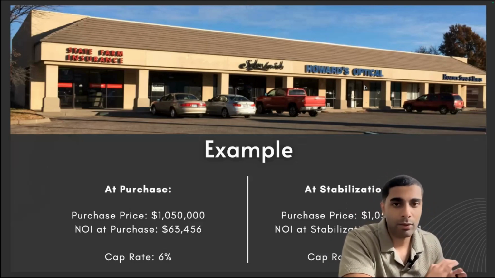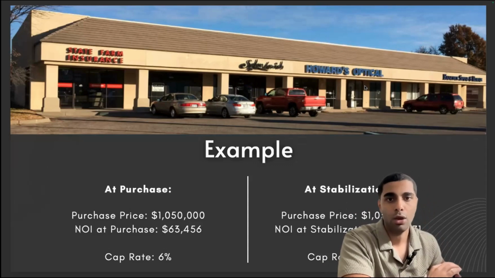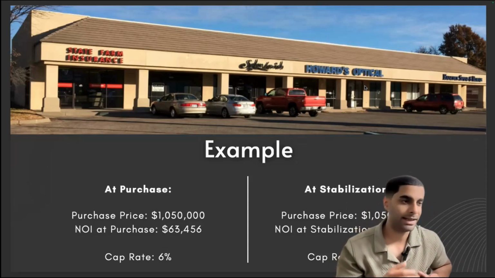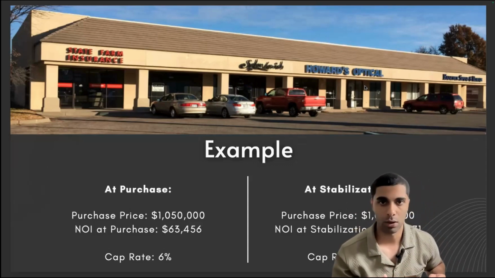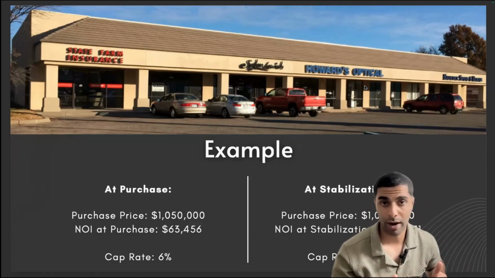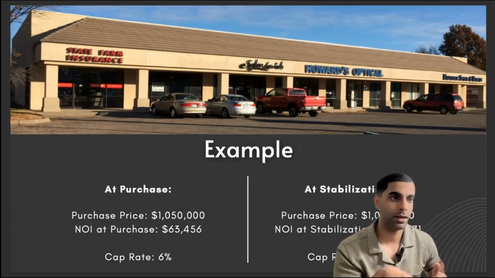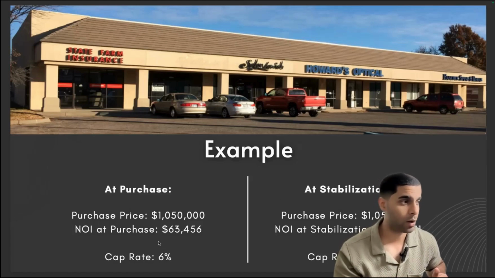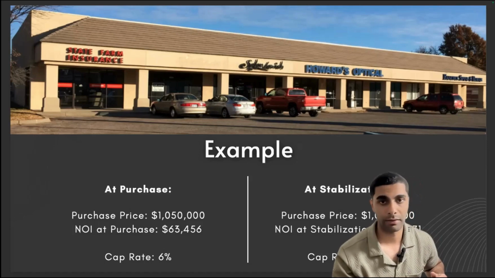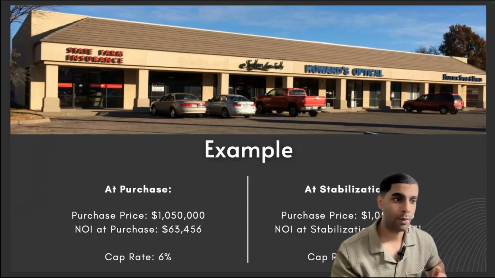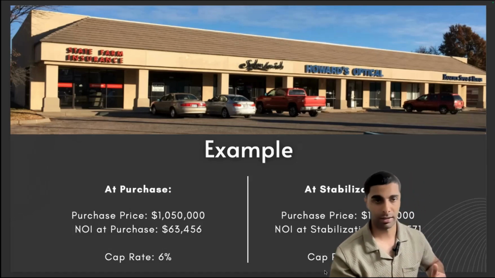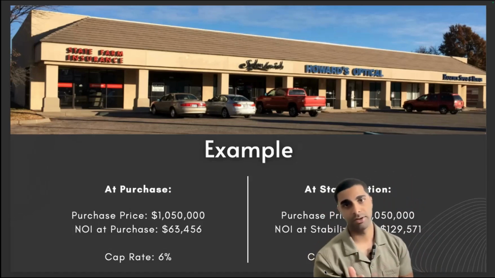The picture was I was able to increase the cap rate through stabilizing the leases. By taking the leases to triple net, many of the tenants were gross. By increasing the rent, some tenants were way below market. They were paying way too little in rent. So by taking them to market and converting their leases to triple net, I took the NOI from 63,456 to 129,571. I more than doubled the NOI, and by doing that, I was able to more than double the cap rate. Like I said, increasing the NOI is increasing the cap rate.